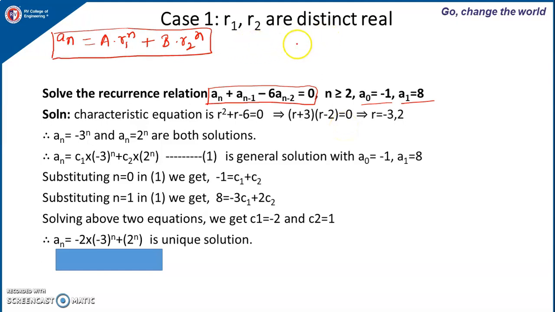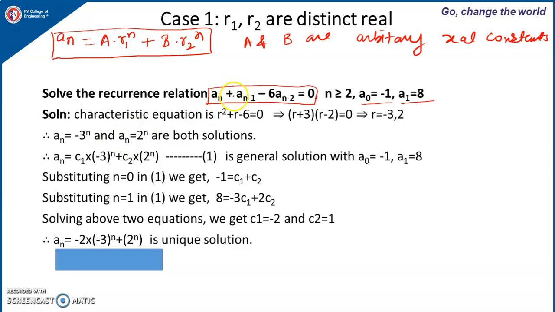So if the roots are real and distinct, there will be two roots, r1 and r2, and then we have to write an is equal to a into r1 power n plus b into r2 power n, where r1 is the first root and r2 is the second root. What are a and b? These a and b are arbitrary real constants.